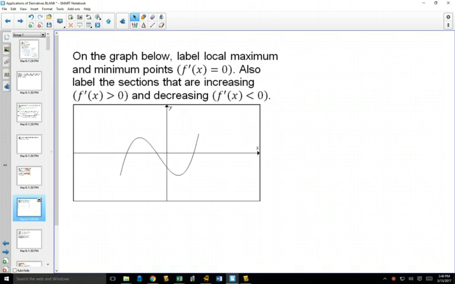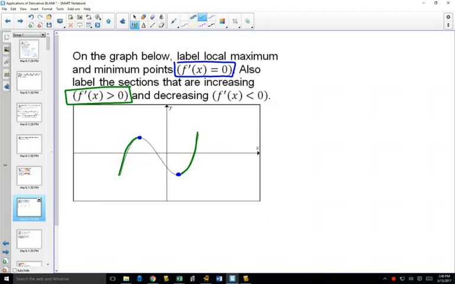So we're going to color code this. We are going to, in blue, label wherever the slope is equal to 0. All of our maximum and minimum points will be where the slope is equal to 0. We will label in green, or whatever color you would like, the sections that are increasing. That means as you're going from left to right, the graph should be going up. This part here is increasing. It's also increasing after there. And we're going to label in red wherever your graph is decreasing.